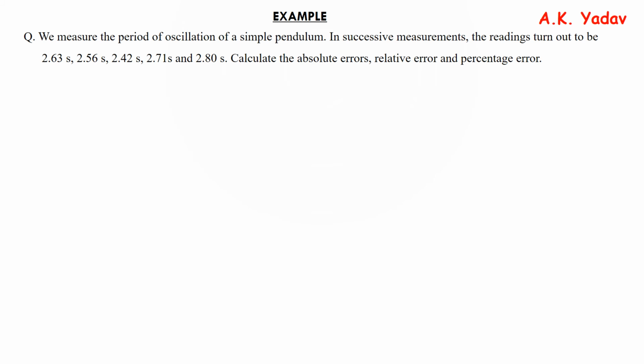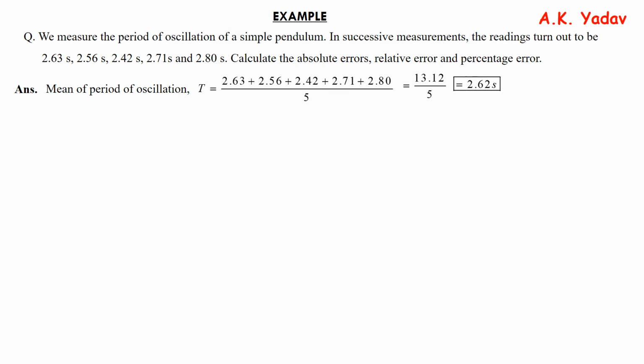Now you must be wondering, what was all this? Let me give you an example so that you understand it better. We measure the period of oscillation of a simple pendulum. In successive measurements, the readings turn out to be 2.63 seconds, 2.56 seconds, 2.42 seconds, 2.71 seconds, and 2.80 seconds. Calculate the absolute errors, relative error, and the percentage error. So first of all, let's find the mean. How can I do that? Sum of all the 5 readings divided by 5. On solving, I get 2.62. That is the mean value or true value for me now.